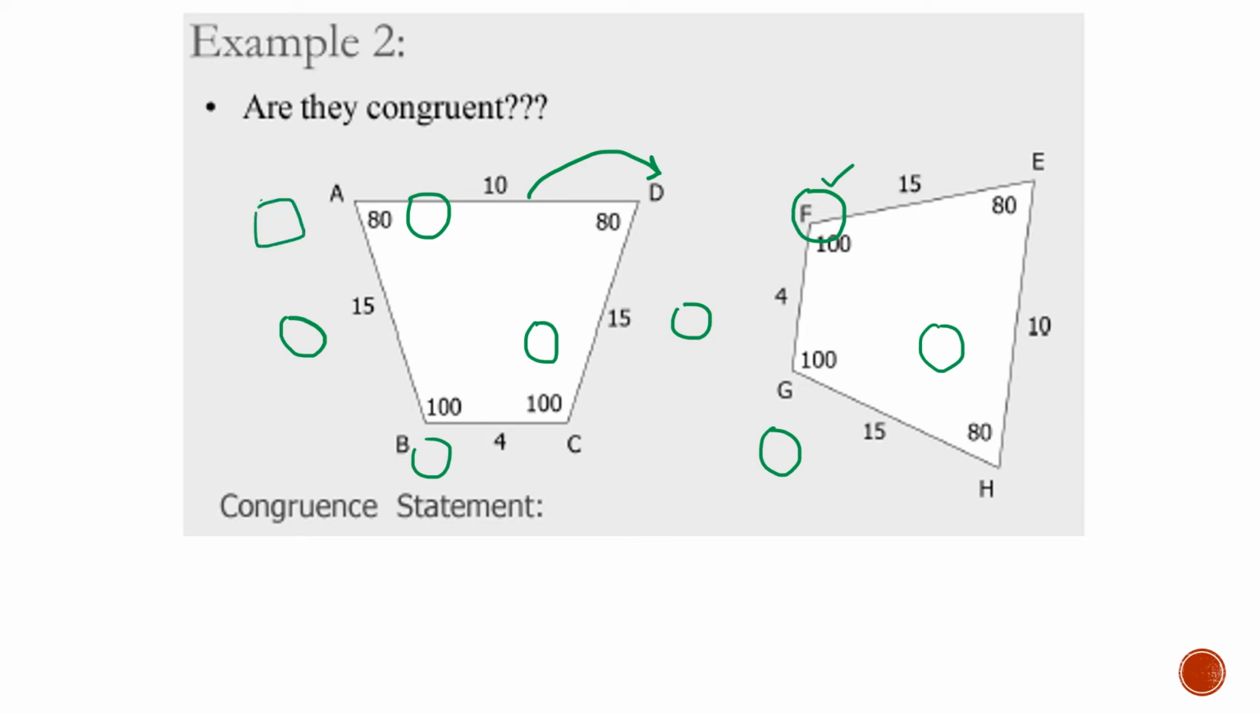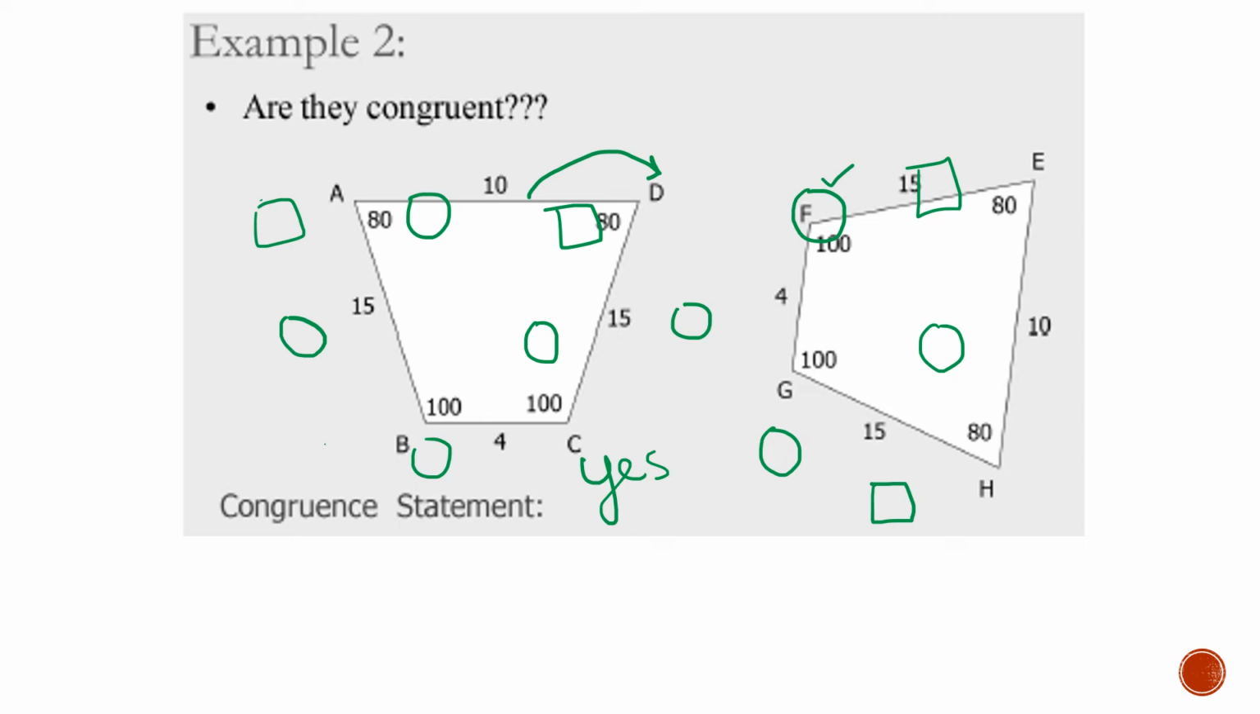So angle A should match up with angle E, angle D should match up with angle H. B and C look to both be 100, so yes, I can assume these are congruent. So now how do I write my congruency statement?